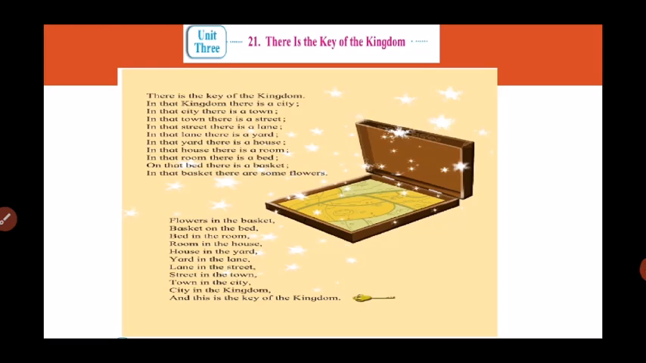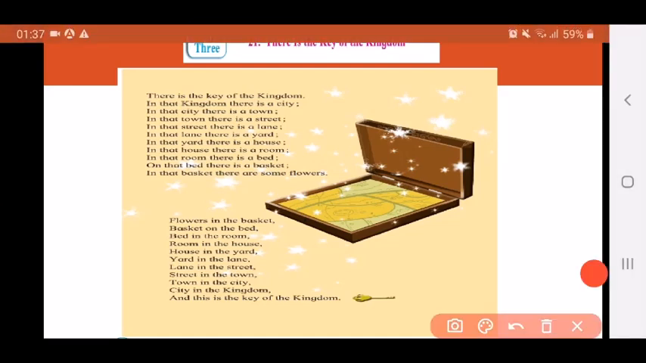Today, let's start with Unit 3. And the name of the poem is There is the Key of the Kingdom. So, let us read this poem.